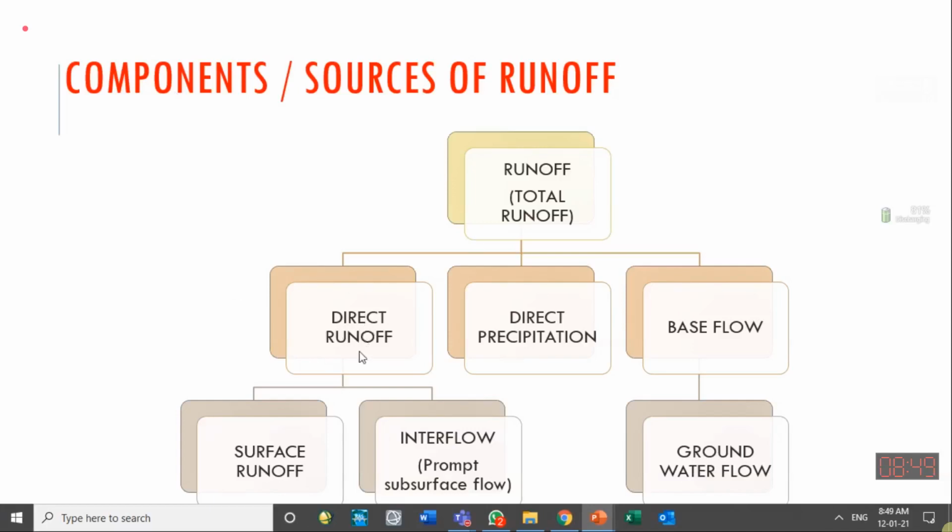So direct runoff consists of, as it was shown in the previous slide, surface runoff, water coming from above the surface, and water coming from the unsaturated zone. Prompt subsurface flow, quick subsurface flow, occurs when precipitation occurs and the soil layer close to the surface gets some excess water, and that excess water moves in the direction of the flow and reaches the stream. So that is interflow.